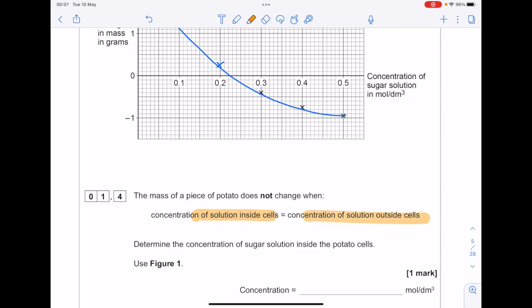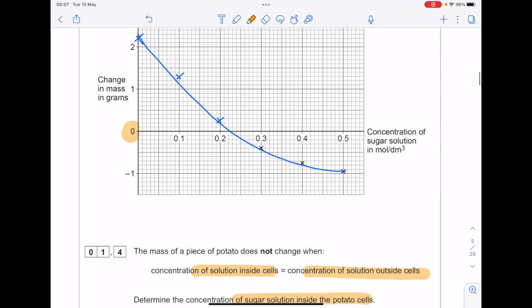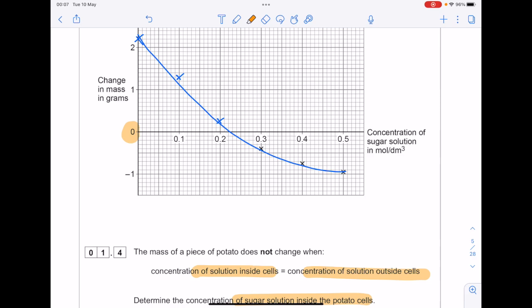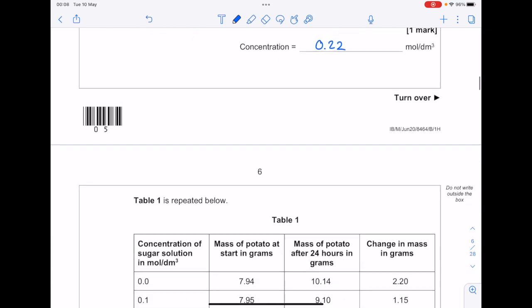Determine the concentration of sugar solution inside the potato cells. So by definition, that's where the change in mass is 0 grams. So we're looking for that point here. So what is the concentration? Make sure you read off. That's 0.2, 0.3, and that will vary slightly based on how you've drawn your line of best fit. So to 2 significant figures, that's 0.22.